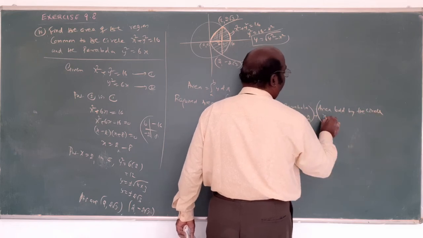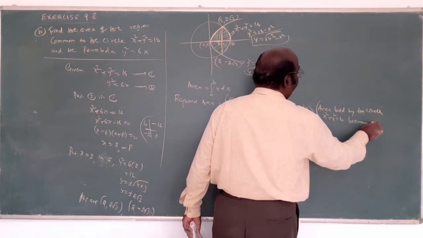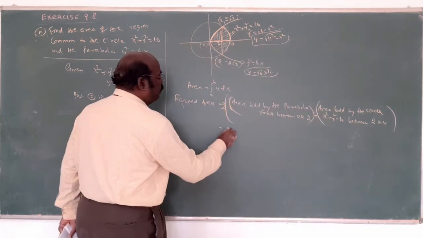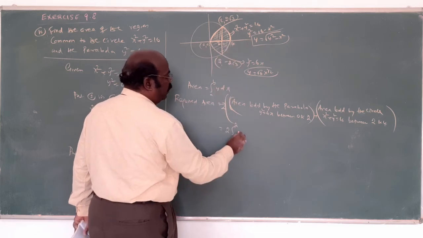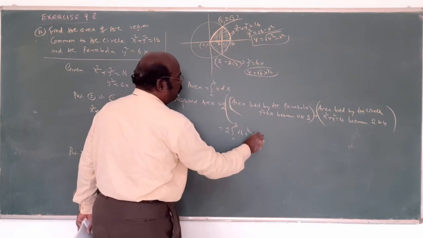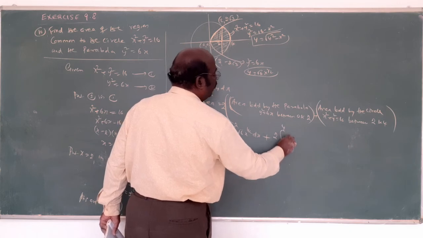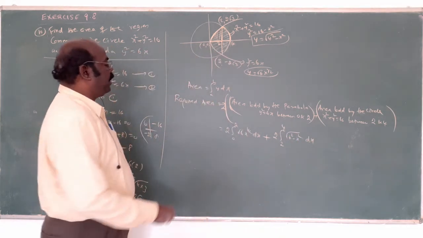The area bounded by the circle x squared plus y squared equals 16 between 2 and 4. That's the part. For 2 times the integral from 0 to 2, the parabola is what? Root 6 x to the power half dx. Plus 2 times the integral from 2 to 4, the circle is what? Root of 4 squared minus x squared dx. By using the formula we get the answer.